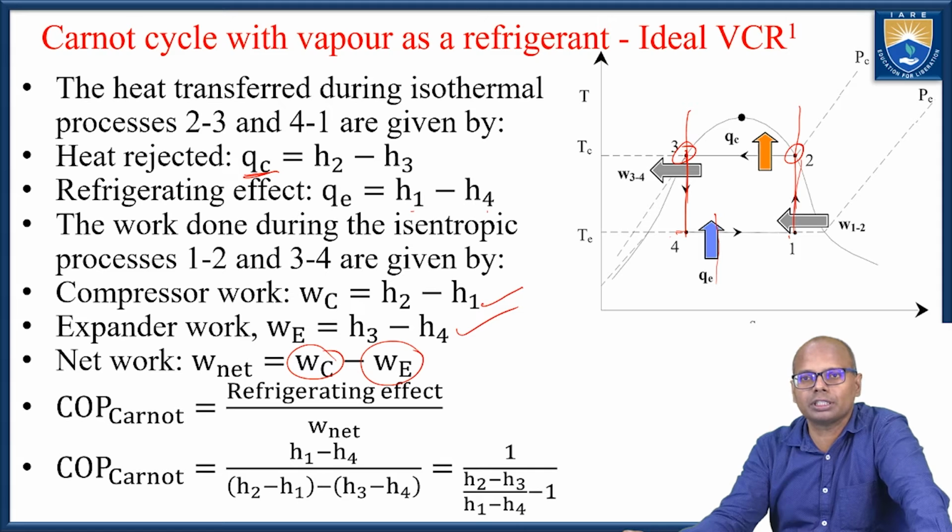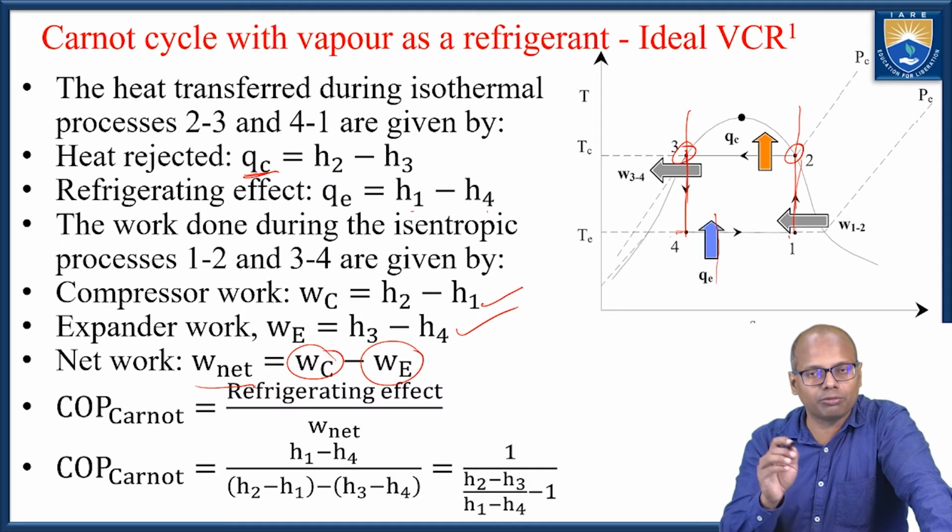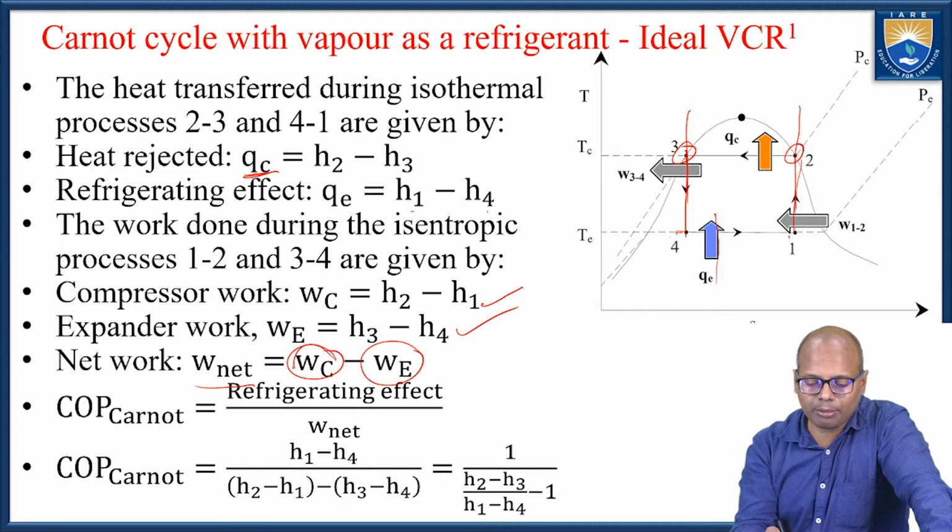We will remove this expander, the turbine, and put an expansion valve, which we will see in the next slide. So in this slide what we are doing is finding the net work. The net work required by the cycle is the compressor work minus the expander work.